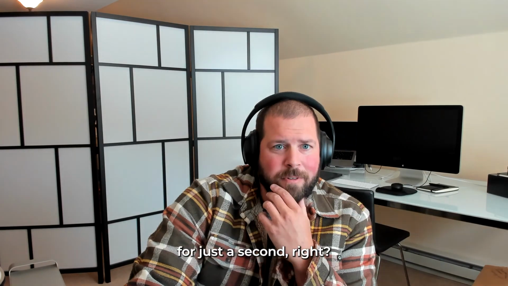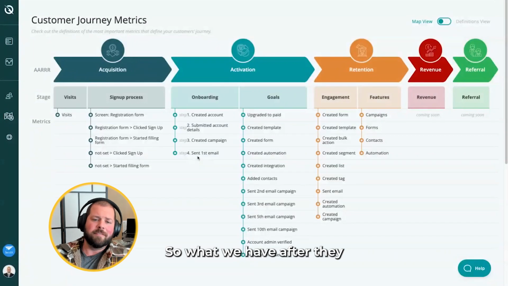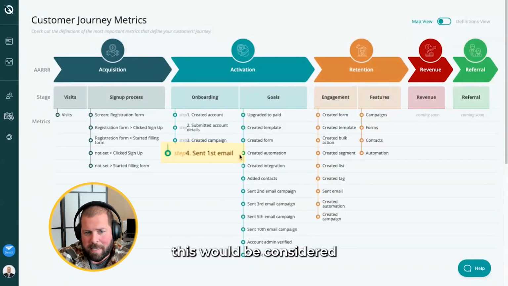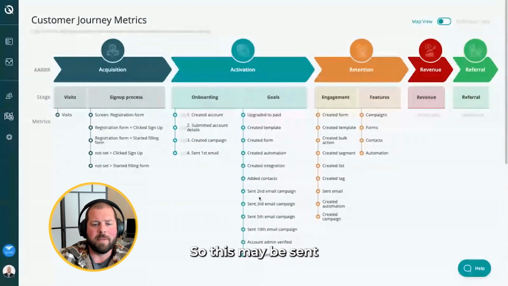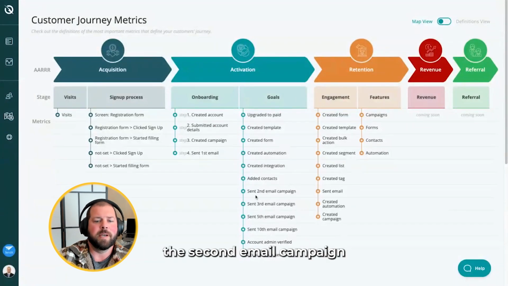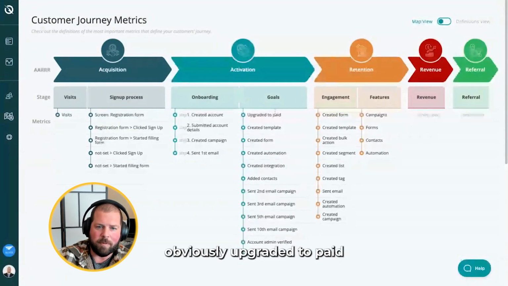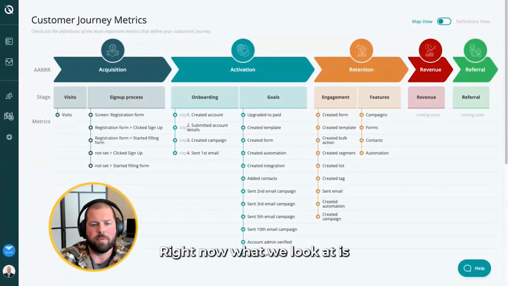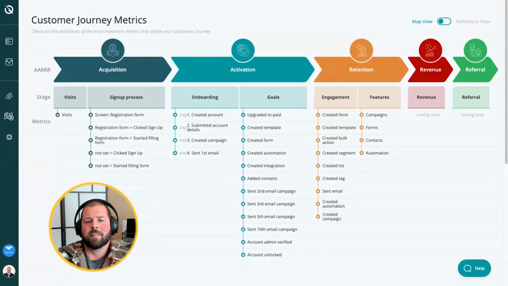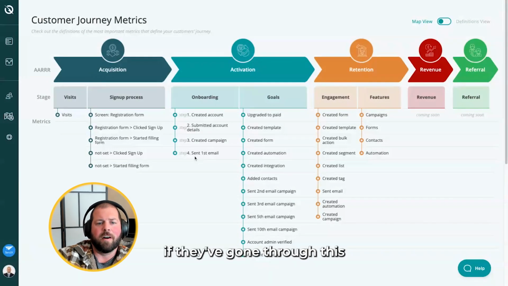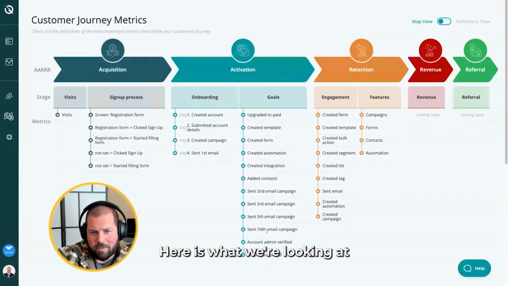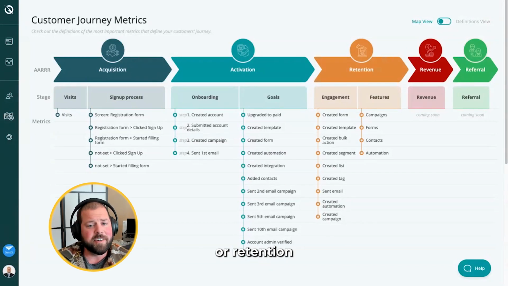Let's look back at the map for just a second, right? What we have after this would be considered onboarded as defined and agreed on as a team. What happens afterwards are goals. So this may be sent the second email campaign, or third, or fifth. Obviously upgraded to paid is a goal if you're on a free trial at this point, right? Now, what we look at is they've experienced the promise at this point. We understand that if they've gone through this and something is wrong, then there's drop off somewhere. And this is a very clear area for us to optimize. Over here is what we're looking at for more of an engagement or retention aspect.